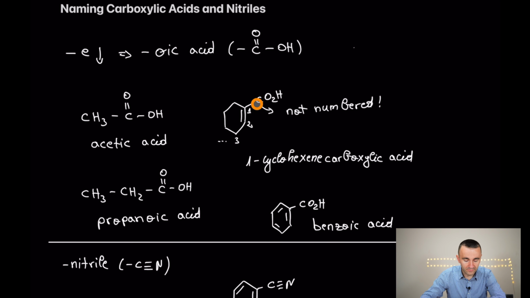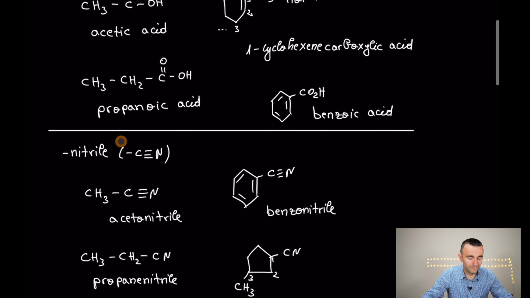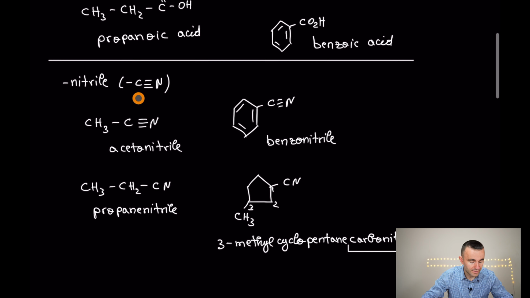If you have the carboxylic group attached to a ring, the carbon at the carboxylic group is not numbered. The numbering starts from here. So in this case, it's going to be 1-cyclohexene carboxylic acid. So it's not going to take this "-oic acid", but it's going to take "carboxylic acid". Okay? Another commonly accepted name, benzoic acid, for example. We are going to see examples to apply those rules.